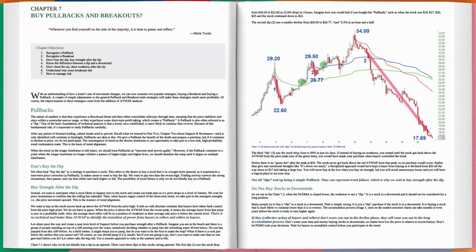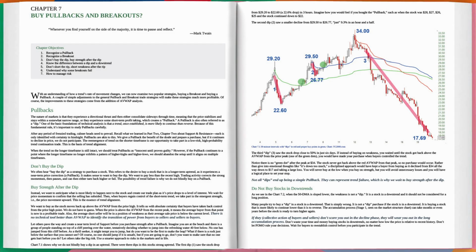Chapter 7. Buy pullbacks and breakouts. Whenever you find yourself on the side of the majority, it is time to pause and reflect. Mark Twain. Chapter objectives. 1. Recognize a pullback. 2. Recognize a breakout. 3. Don't buy the dip, buy strength after the dip. 4. Know the difference between a dip and a downtrend. 5. Don't short the rip, short weakness after the rip. 6. Understand why some breakouts fail. 7. How to manage risk.